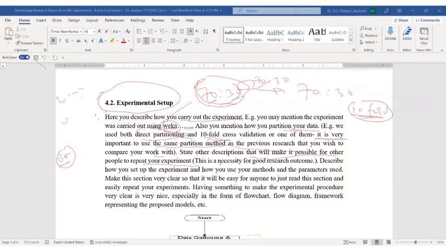And I've seen several people being rejected on account of this. The reviewer will just say that the experiment cannot be reproduced, so a lot of details are missing. We have to pay attention to that. So it said, describe how you set up the experiment and the methods and parameters you used. You have to tell us how your parameters were set.